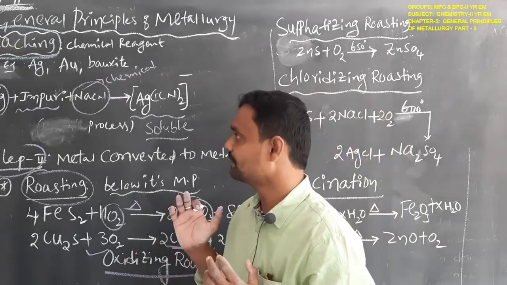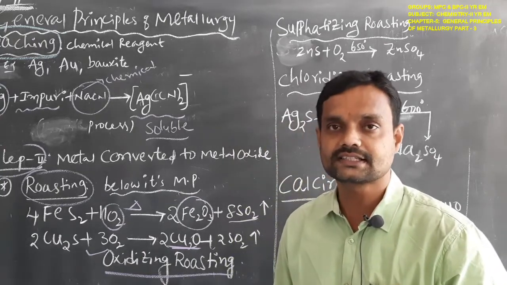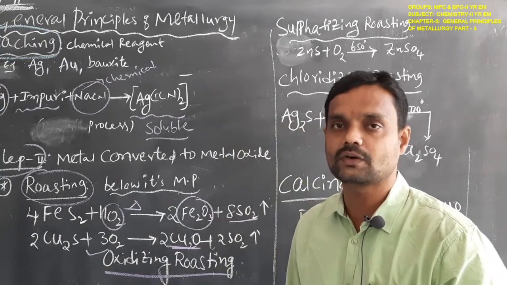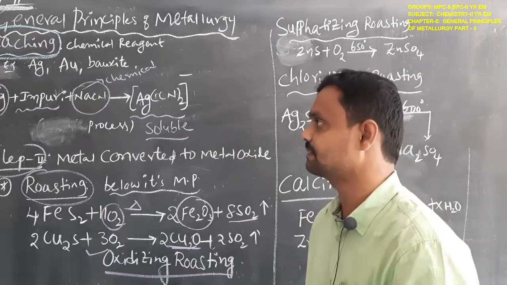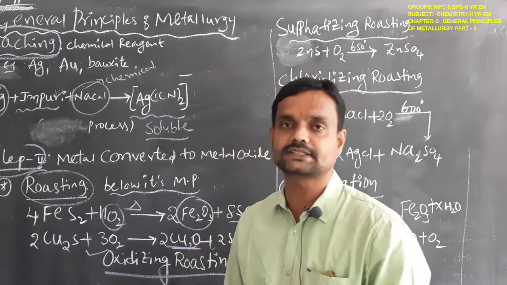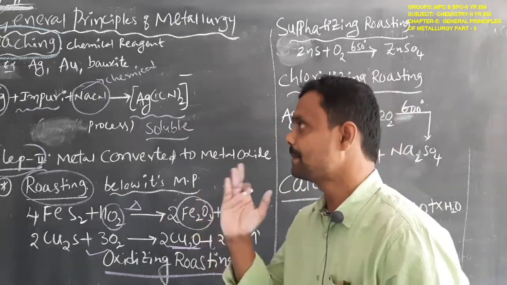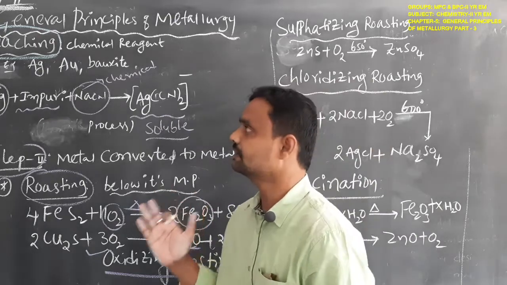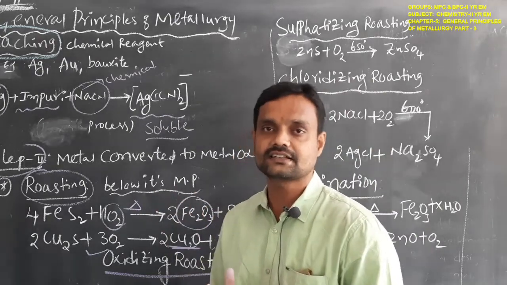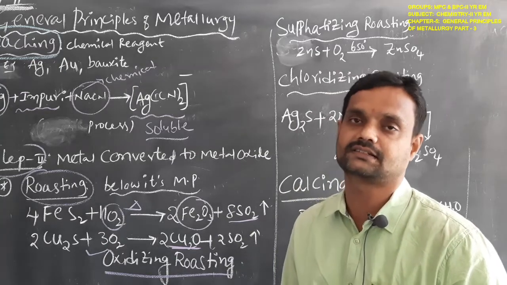So these are the methods present in step 1, that is the concentration of ore, meaning the ore concentration will be increased. What types of methods are present? Hydraulic washing method, hand picking method, froth flotation method, magnetic separation method and leaching method. These are the methods used in increasing the ore concentration.